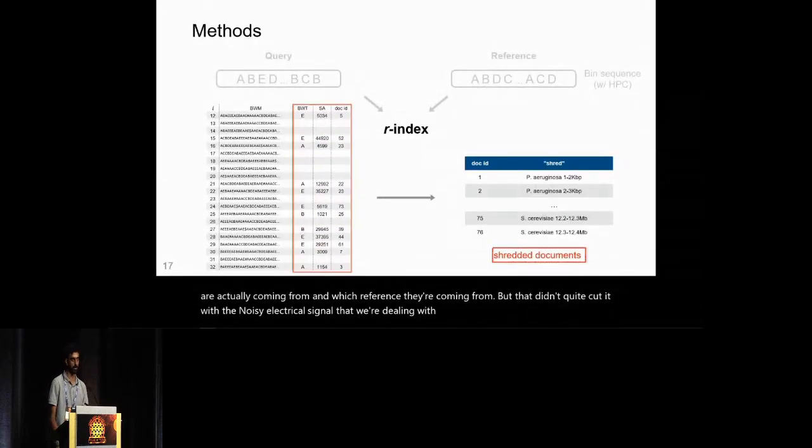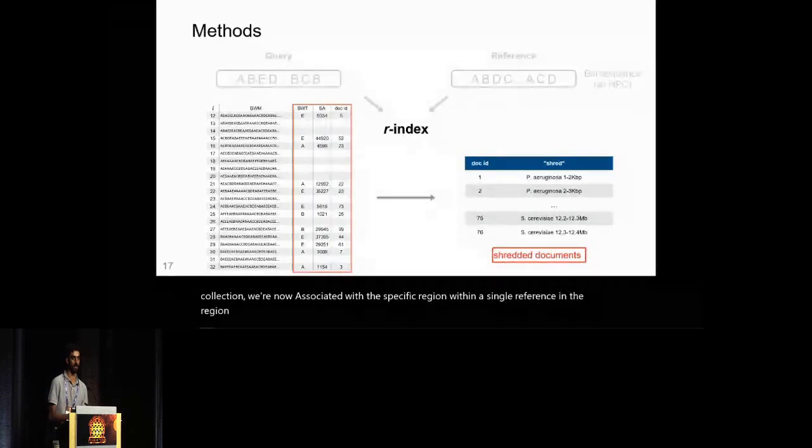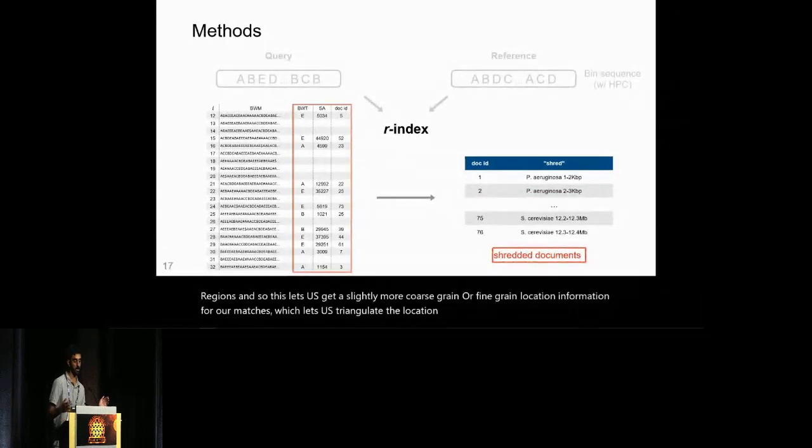So Sigmoni introduces an additional feature, which we call shredded documents. It's essentially a document array, but rather than associating every suffix array entry with a reference in the collection, we're now associating it with a specific region within a single reference. So we shredded each genome into 1 KB regions. And so this lets us get a more fine-grained location for our matches, which lets us triangulate the location of the exact matches across the query and make a more accurate decision downstream.